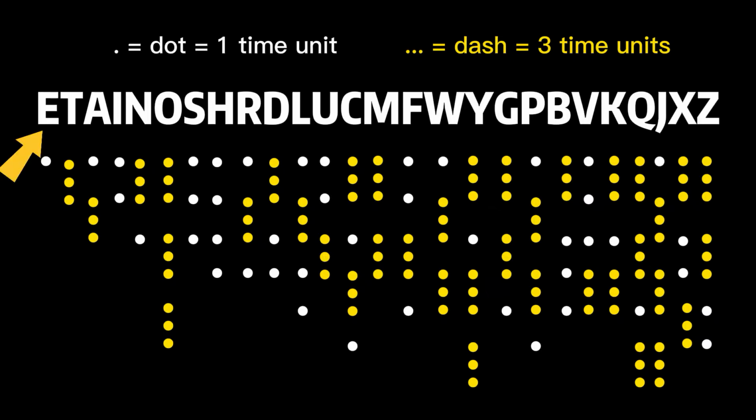E, at the top of the list, for example, was encoded as a single dot, or 1 time unit. T, in second spot, is a single dash, or the equivalent of 3 dots. J, which is one of the least occurring letters, is a long sequence, or 13 dot times. Morse code is all about efficiency and speeding things up.